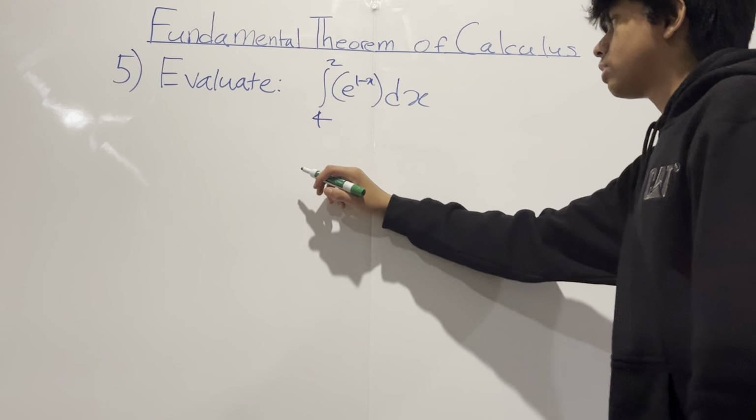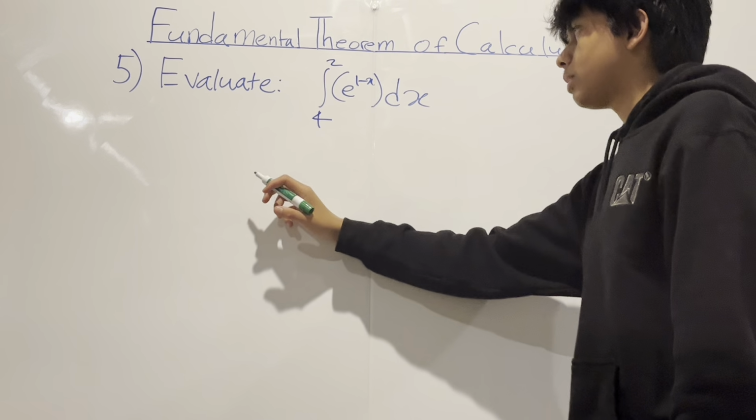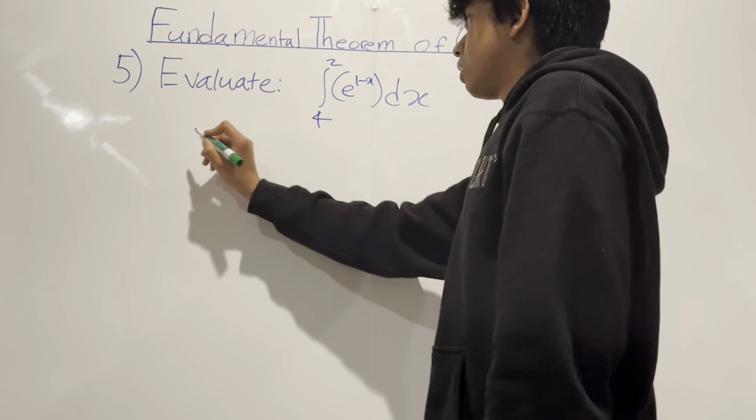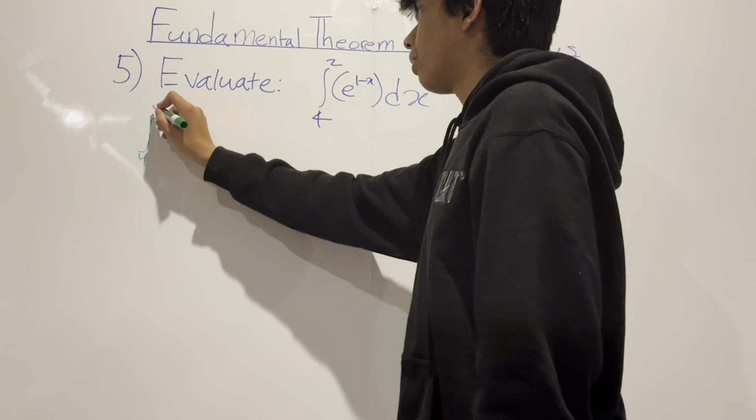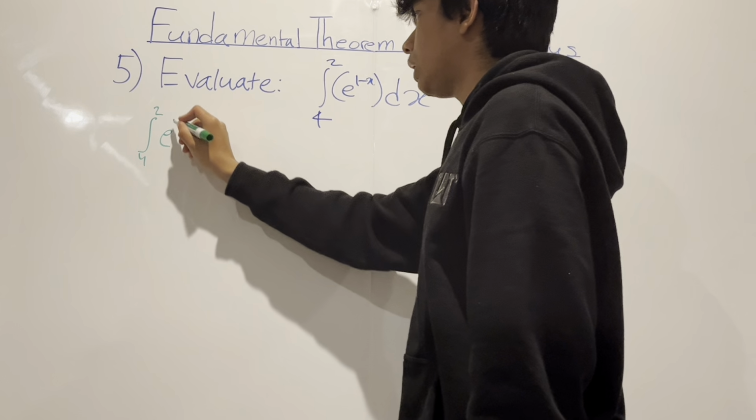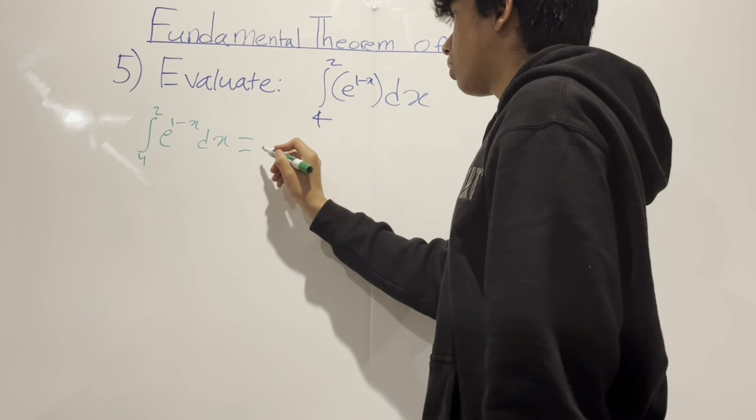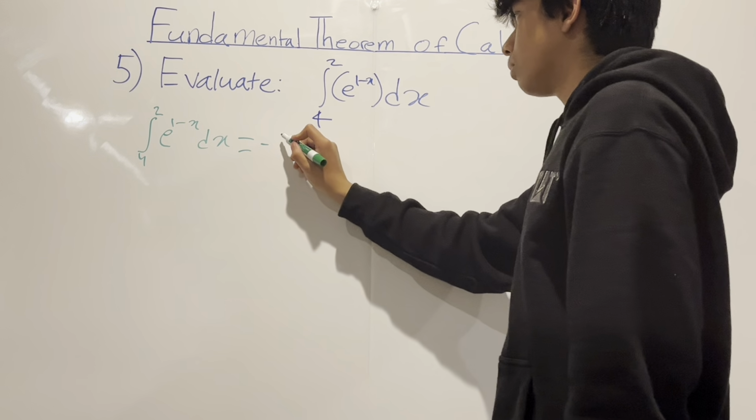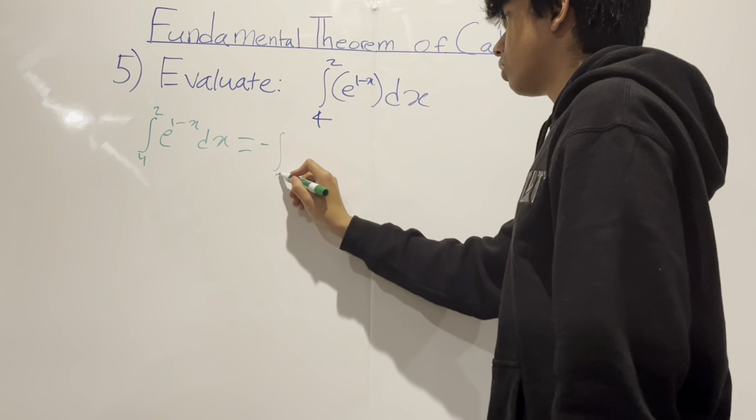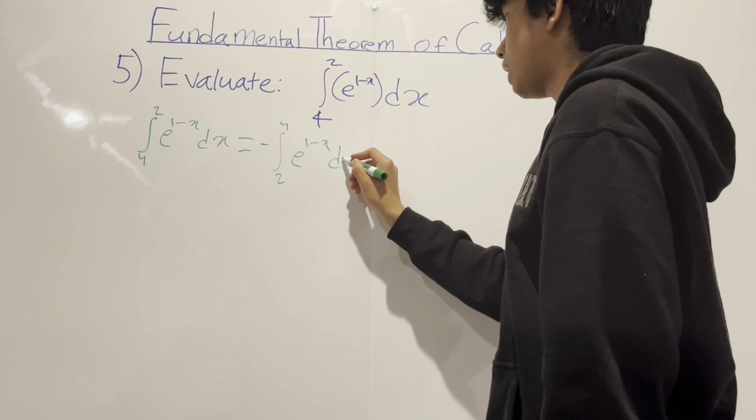Okay, now let's actually solve the area under the curve. But first, let's use the reversal rule that we talked about before. So let's rewrite this integral. Since we have the integral from 4 to 2 of e to the 1 minus x dx, this is going to equal, if we just swap the bounds and add a negative sign, it will be the exact same. So negative the integral from 2 to 4 of e to the 1 minus x dx, the exact same function.